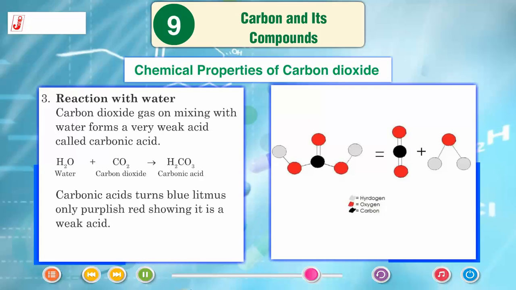Reaction with water: carbon dioxide gas on mixing with water forms a very weak acid called carbonic acid. H2O + CO2 → H2CO3. Carbonic acid turns blue litmus only purplish red, showing it is a weak acid.